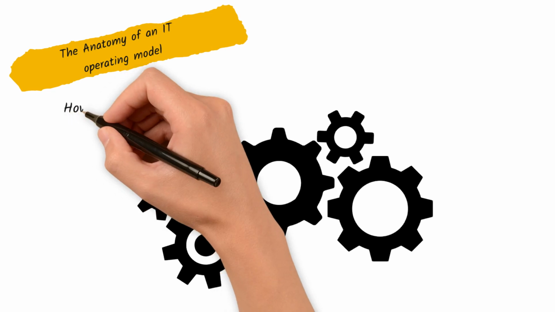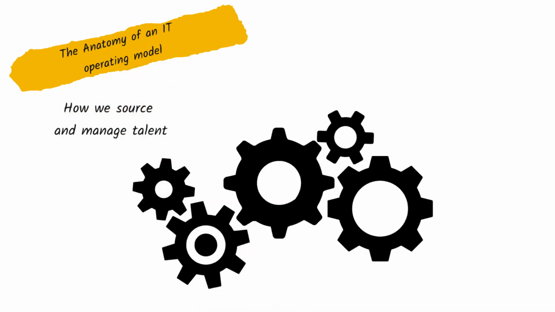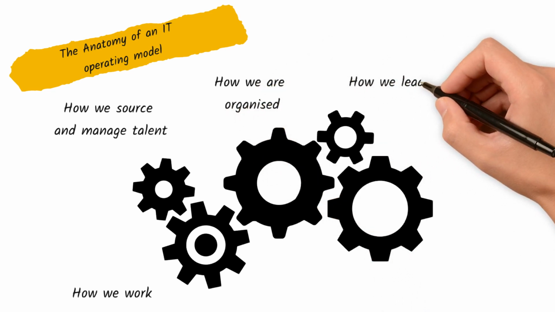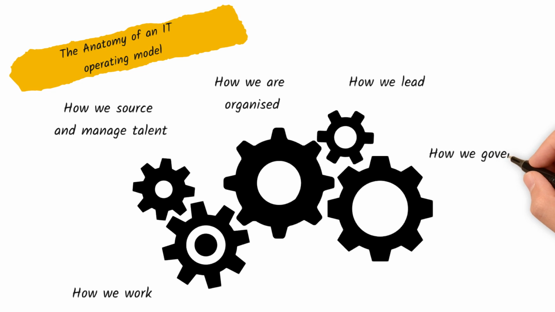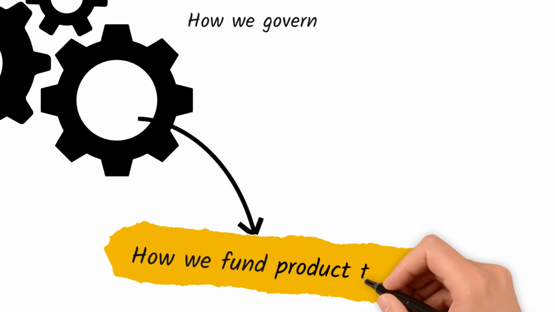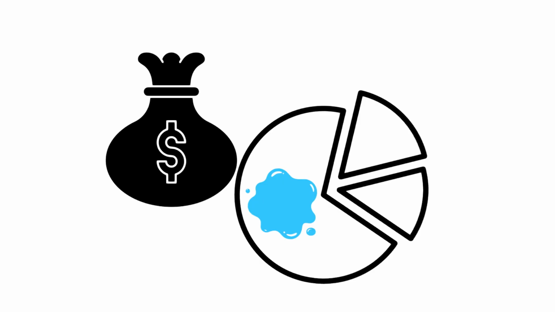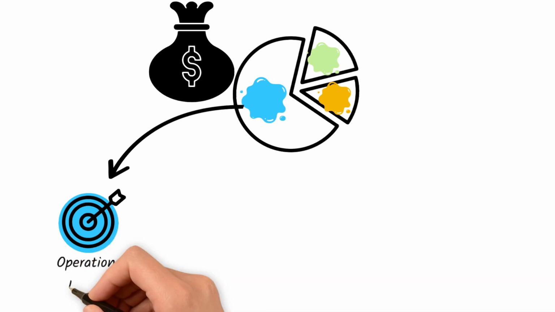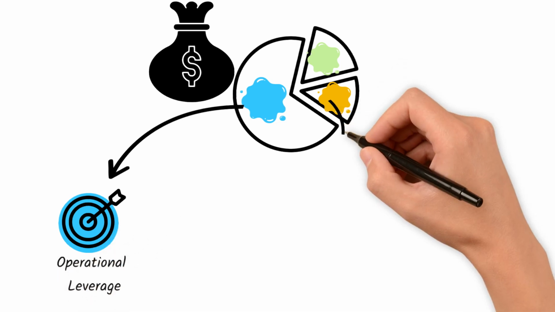The anatomy of a technology operating model consists of 5 components: how we source and manage talent, how we work, how we are organized, how we lead, and how we govern. In this video, we will explore how product teams are funded. The executive team sets investment targets for objectives and goals based on the strategic direction of the company. Investment targets act as guardrails on how the organization intends to allocate its investment budget.